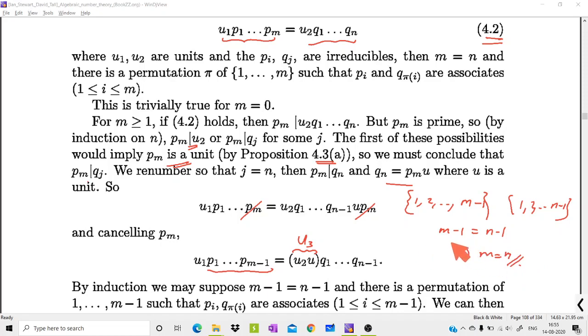Then we can adjoin this m here, m is mapped to n. Then you get a permutation from 1, 2, 3, etc., n minus 1, comma m to 1, 2, 3, etc., n minus 1, comma n, by adjoining m here and n here. So this can be extended to a permutation of m elements to n elements, because m is equal to n. So this shows that this factorization is unique in the case of m. So our integral domain is a unique factorization domain.